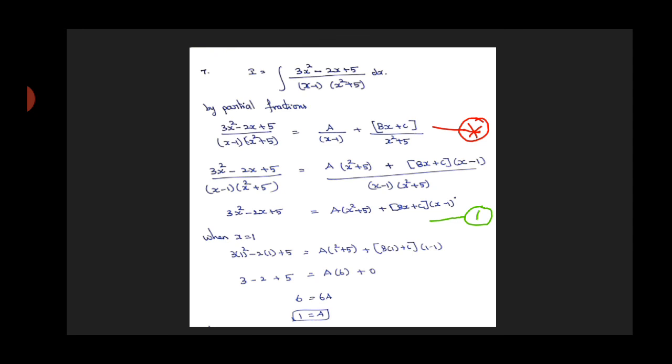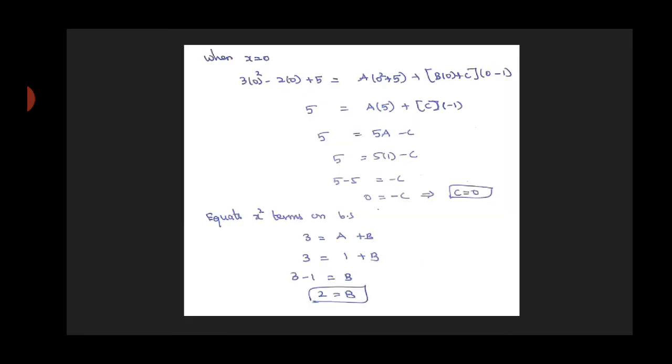We have to equate the x square terms. So go for equation number 1, the green color equation. Equate the x square terms. The left side the x square term is 3. The right side a into x square plus 5. So a when you multiply inside you get ax square. So a is one of the term, plus bx when you multiply with the x bracket you get bx square.